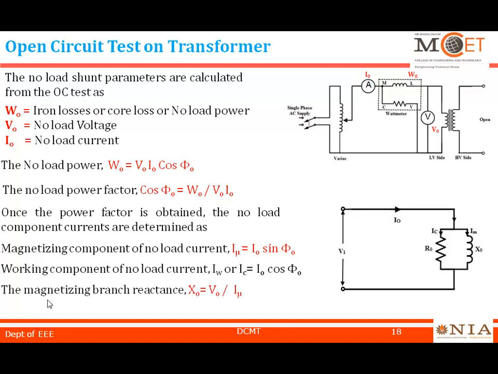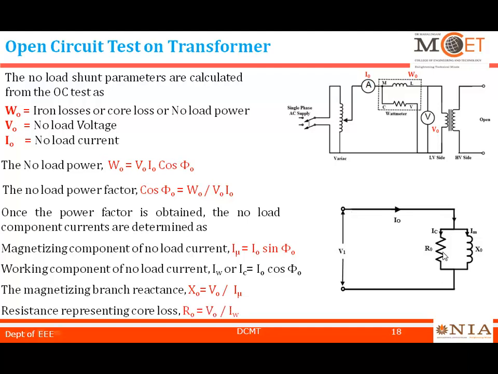Then next you are going to find the magnetizing branch reactance. X0 is equal to V0 divided by I mu. V0 and V1 are both the same because this is connected in parallel, and for a parallel connection the voltage will be the same. So we find the value of X0 from V0 or V1 divided by I mu. We have found the I mu value here, so we can find the reactance value.